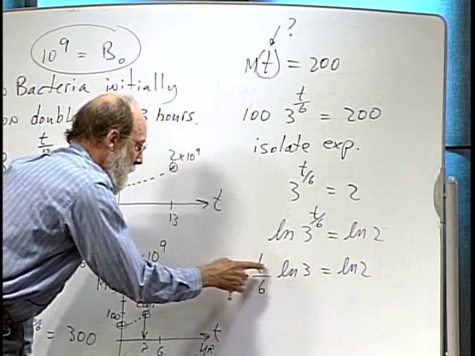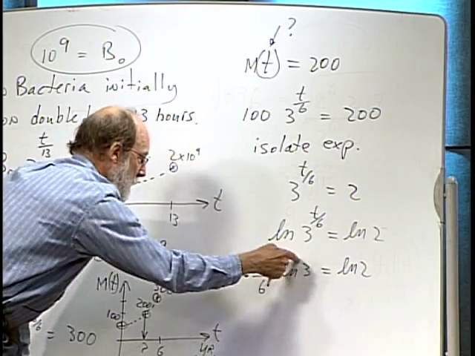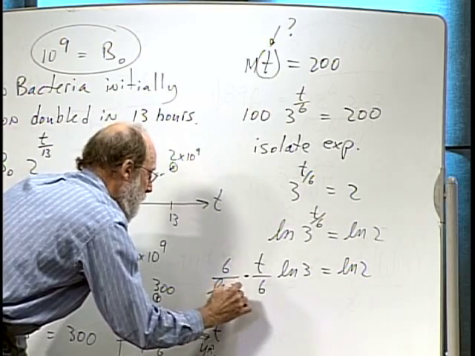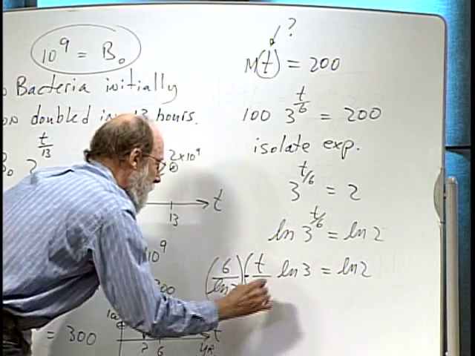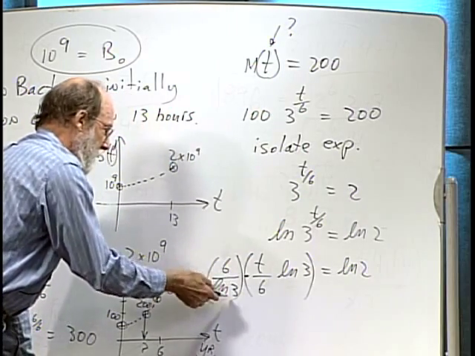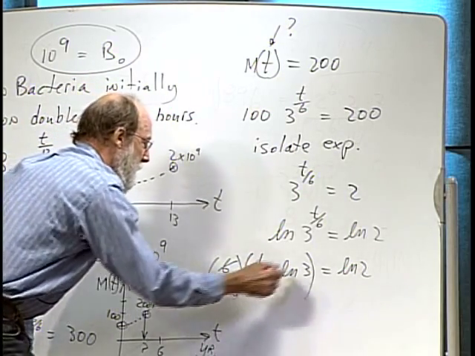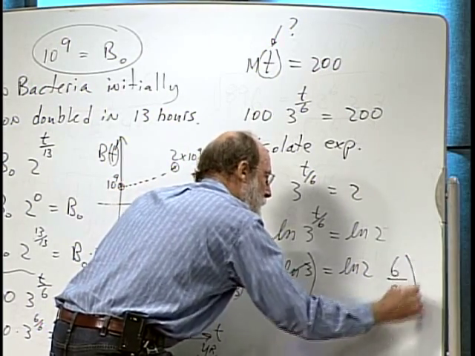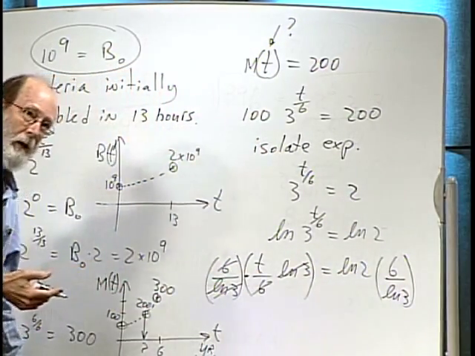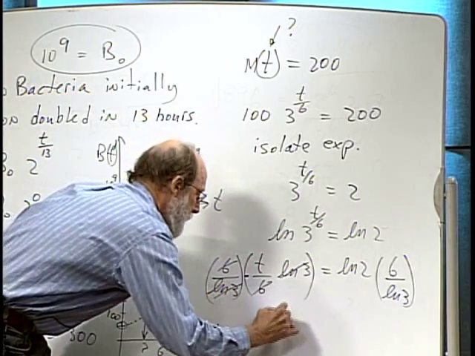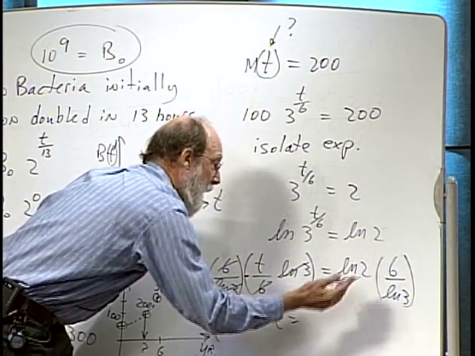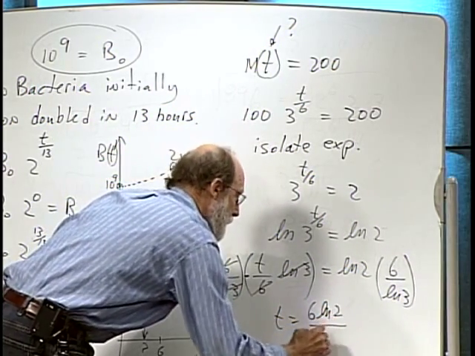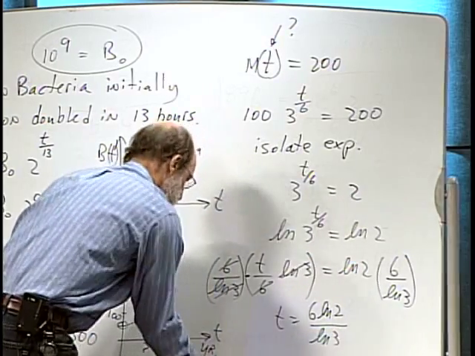The reciprocal of what's attached to t is 6 divided by the natural log of 3. So if we multiply both sides of this equation by 6 over natural log of 3, both sides, remember, that's a little one-step way of isolating t. So then t's actual value is going to be 6 natural log of 2 over natural log of 3.